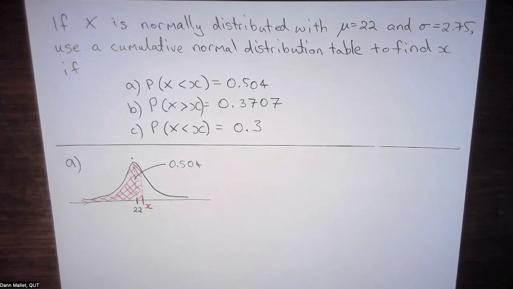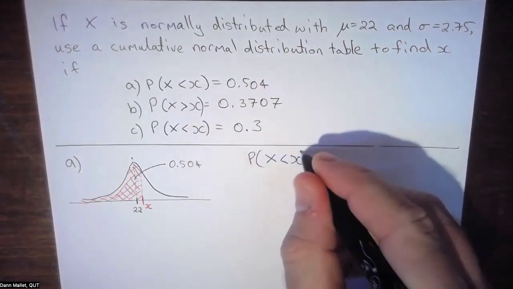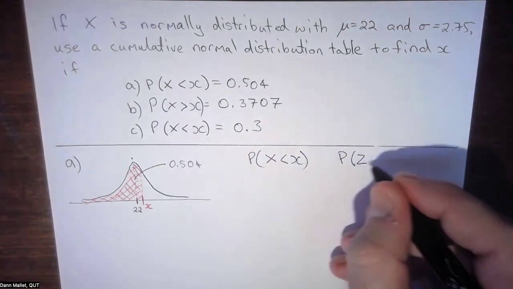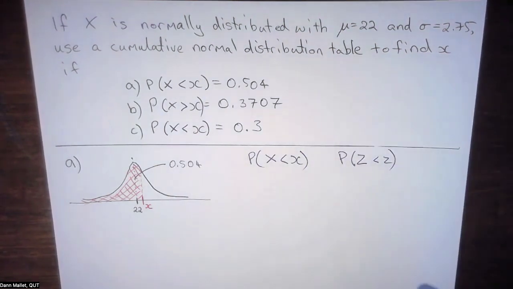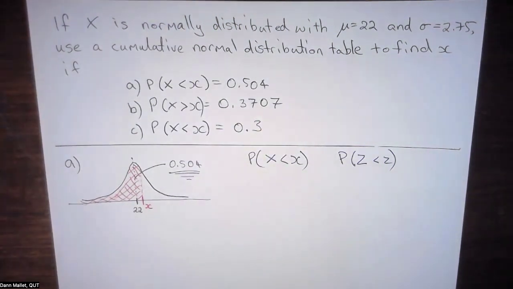Now we're going to use our cumulative normal distribution table to solve this problem. To do that, I'm going to have to transform things to a standard or normalized form, because my table is in the standard normal distribution form. So instead of considering x being less than x, I'm going to be talking about the probability of z less than some specific value of the standard normal variable. While I've transformed from x to z, it doesn't make any difference to the probability value itself.